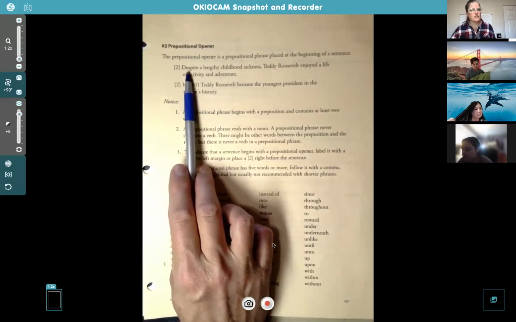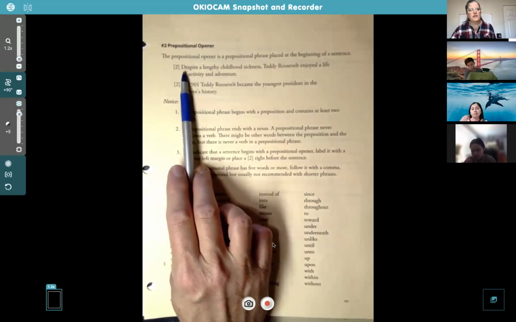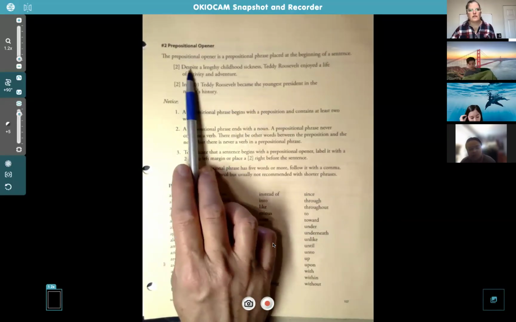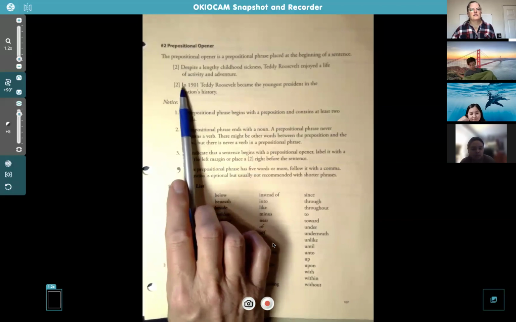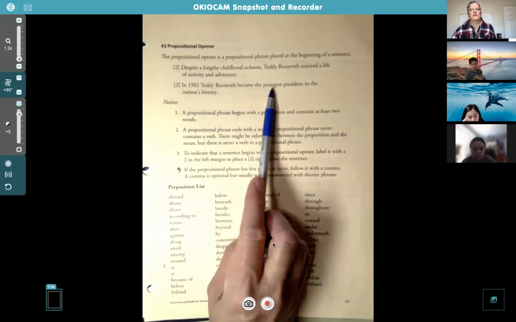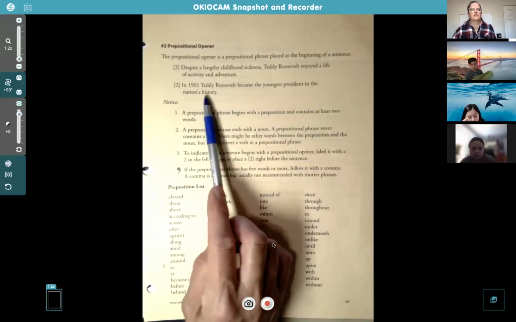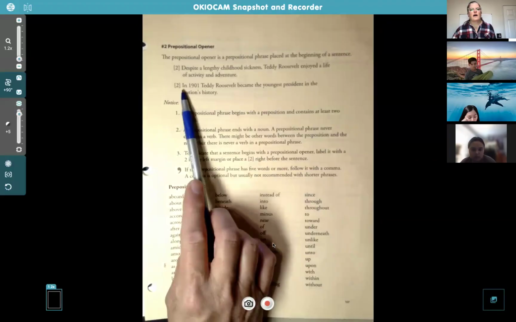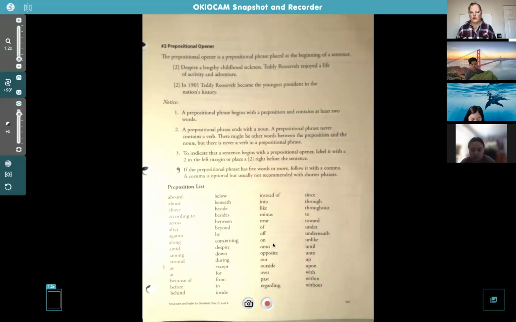This is a new way to start a sentence. And this will help the sentence sound really good, like that one. And then look at the next example. In 1901, Teddy Roosevelt became the youngest president in the nation's history. So that word in, look for in on your list down below. See if you find it. I-N. Okay, good.